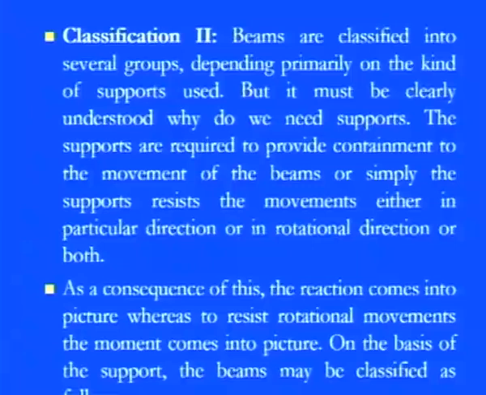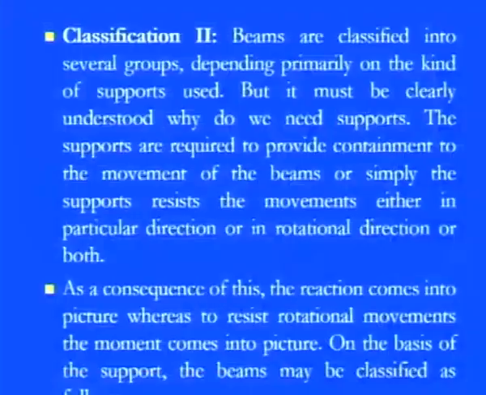The supports are required to provide constraint on the movement of the beam, or simply put, the supports resist the movement either in a particular direction or in the rotational direction, or even both. So this is the real feature of why we need supports: to withstand those things, or to provide these kinds of resistance in terms of movement in a particular direction, or rotational movement. So what exactly are these supports doing there? Once you know that these applications are there and the corresponding changes are coming due to these supports, we simply classify these beams.